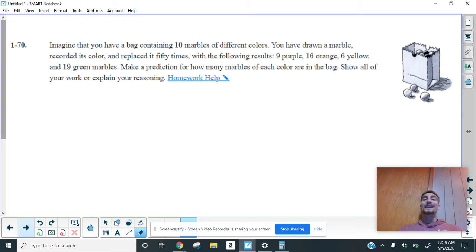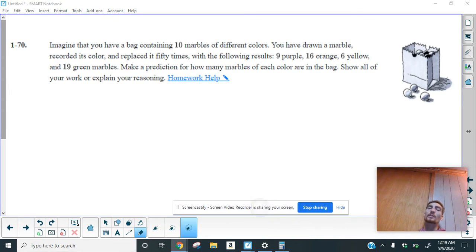Imagine that you have a bag containing 10 marbles of different colors. You have drawn a marble, recorded its color, and replaced it 50 times. And here are the following results: 9 purple, 16 orange, 6 yellow, and 19 green marbles. So now we're going to use this information to make a prediction of how many marbles of each color are in the bag. We're going to show our work and explain our reasoning.